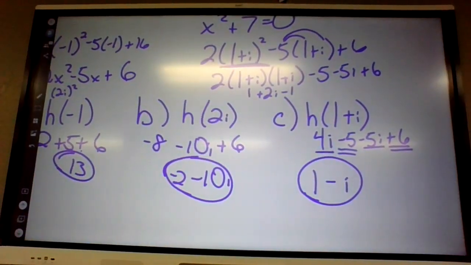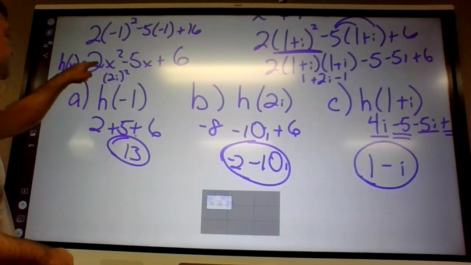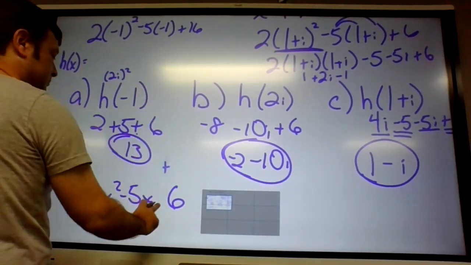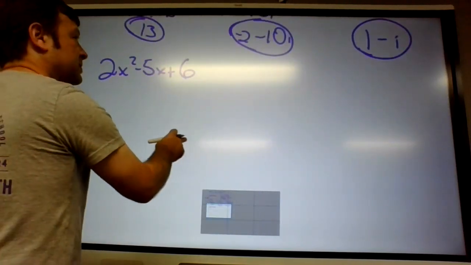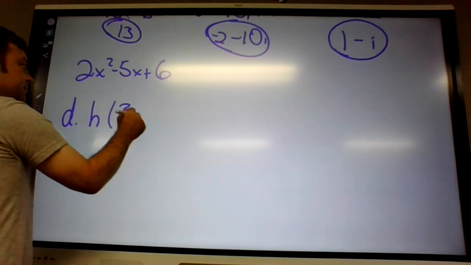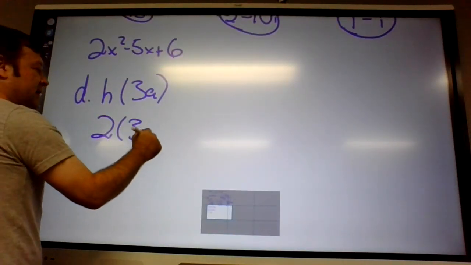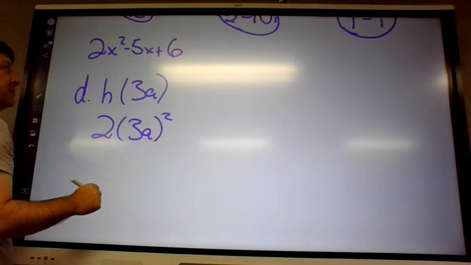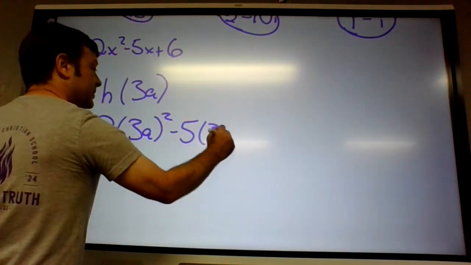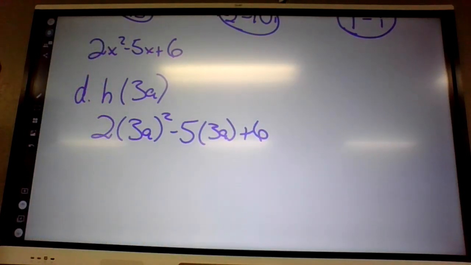Okay, on D, we're going to plug in 3a. It says h of 3a. So how are we going to do that? It's easier than C. Any ideas? It's just gonna look like everything else I wrote. So it's 2 times 3a squared minus 5 times 3a plus 6. So what do we do first?